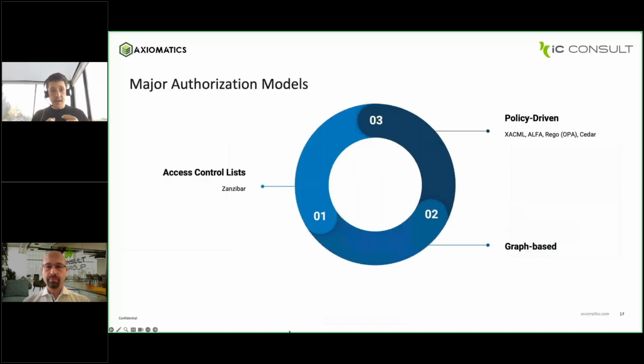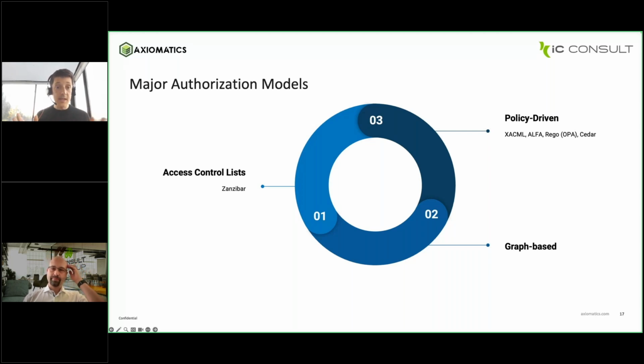Now, taking a step further into the world of authorization, I'm going to get a little nerdy. There's really three ways today that you can do authorization. We very much believe in the policy-driven world. This is what we've been doing forever at Axiomatics. There are many different standards in the policy-driven world. The historic standard, if you will, stemming back to 2001, stemming back to the birth of SAML as well, is XACML, the Extensible Access Control Markup Language.